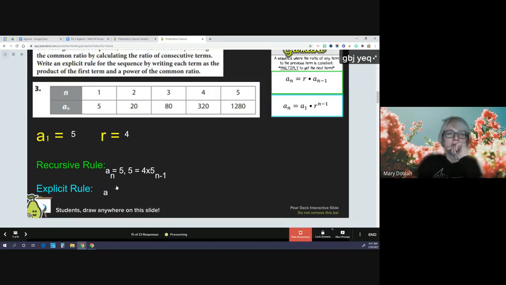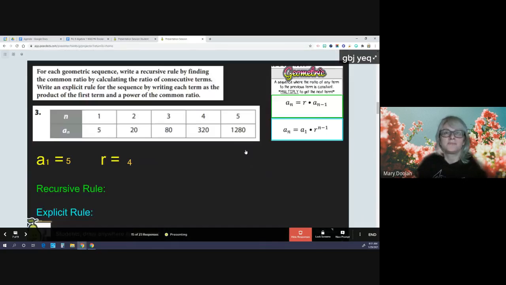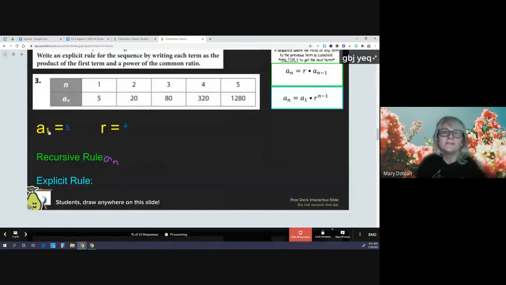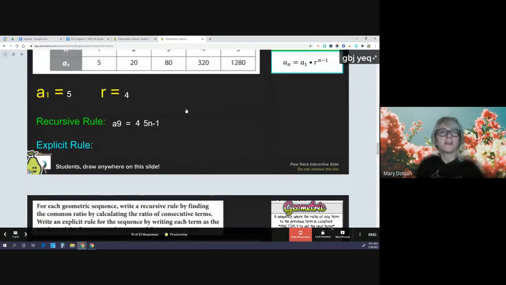They had to probably type 2 different boxes to get the n like this. A sub n is equal to 5. So this would be a sub 1. We would want a 1 right here. And then 4 times, well, we're working with it. We got these 2 parts correct. A sub 1 and r are correct. It should be 5 and 4. And now we're starting to write it out. Okay, cool.